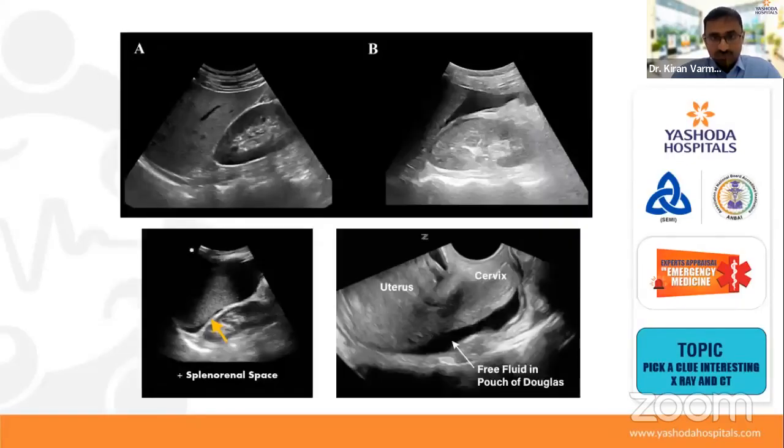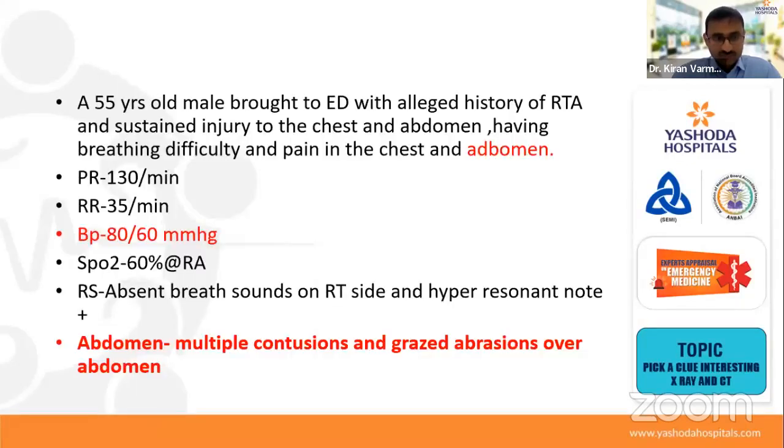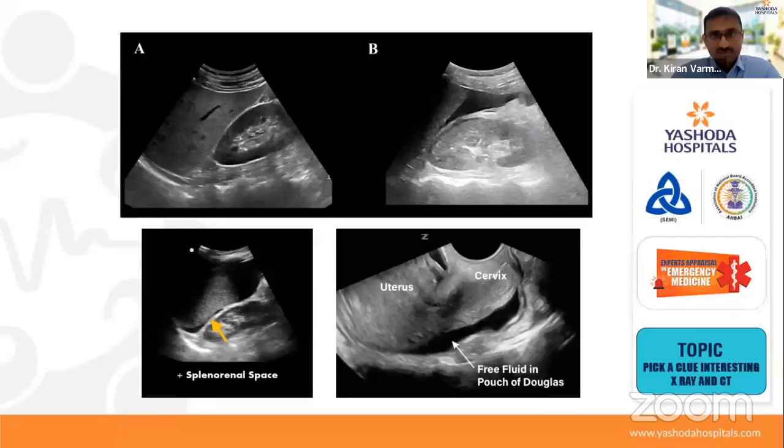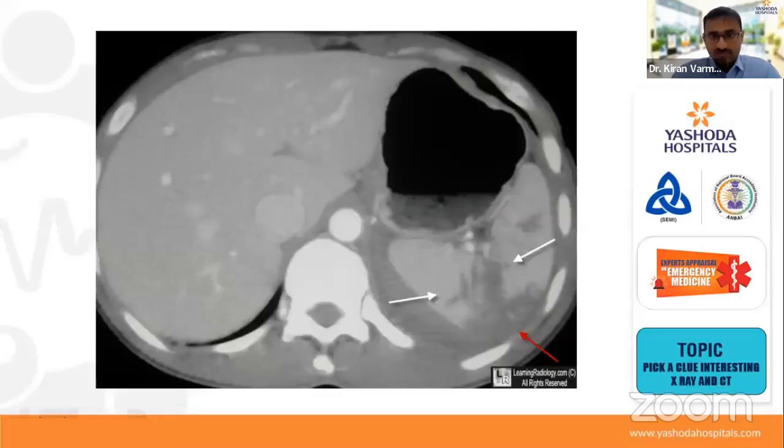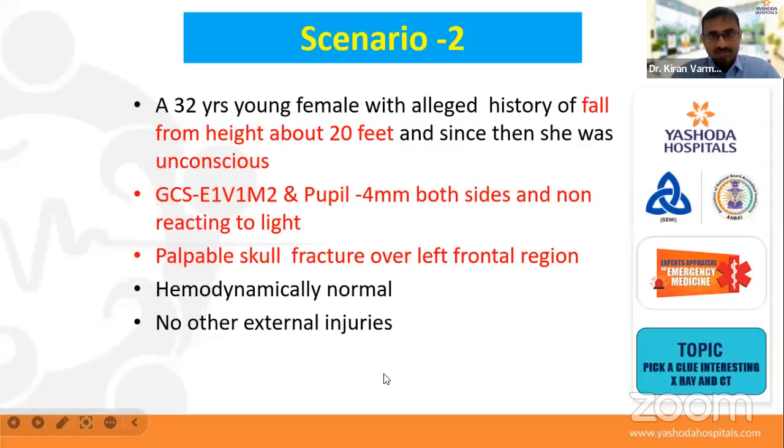injury. So first one is history, where you get the clues. Then our point of care ultrasound, the FAST scan. There you can see the fluid here. Then it is evident in the CT scan. See what you find? Splenic laceration. Then scenario 2.